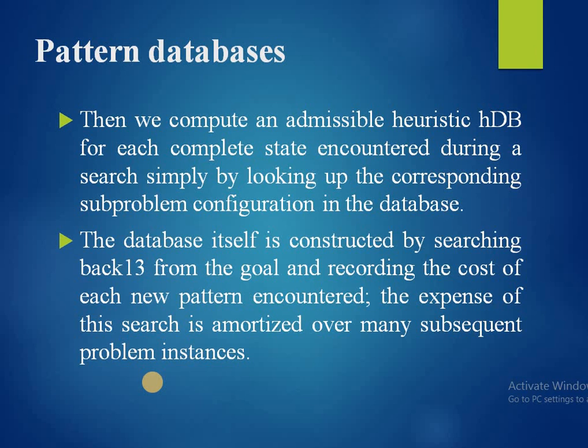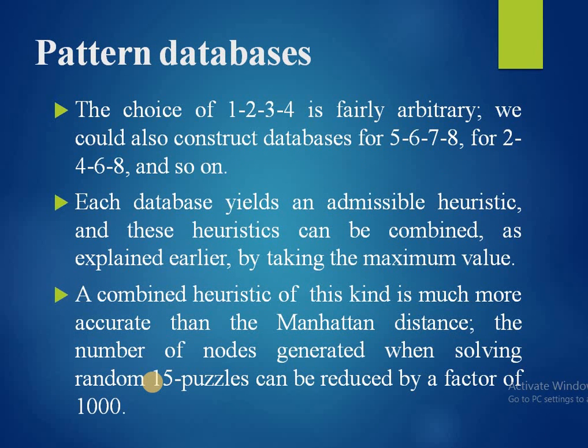We compute an admissible heuristic h_DB for each complete state encountered during a search simply by looking up the corresponding subproblem configuration in the database. The database itself is constructed by searching backward from the goal and recording the cost of each new pattern encountered. The expense of this search is amortized over many subsequent problem instances.